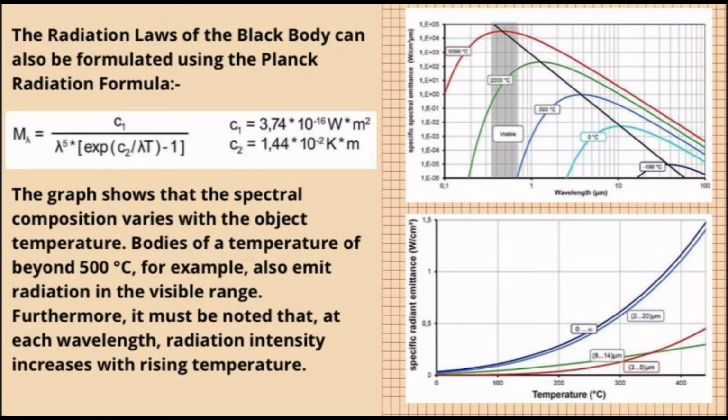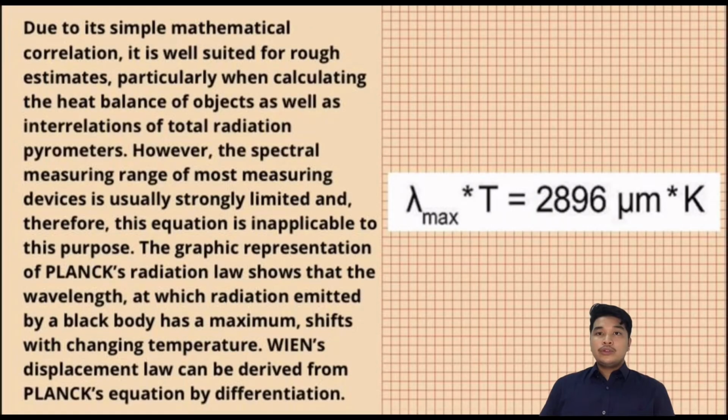The radiation laws of the black body can also be formulated using the Planck radiation formula as shown, and the graph shows that the spectral composition varies with the object temperature. Bodies at a temperature beyond 500 degrees Celsius, for example, also emit radiation in the visible range. Furthermore, it must be noted that at each wavelength, radiation intensity increases with rising temperature. Due to its simple mathematical correlation, it is well suited for rough estimates, particularly when calculating the heat balance of objects as well as interrelations of total radiation parameters.